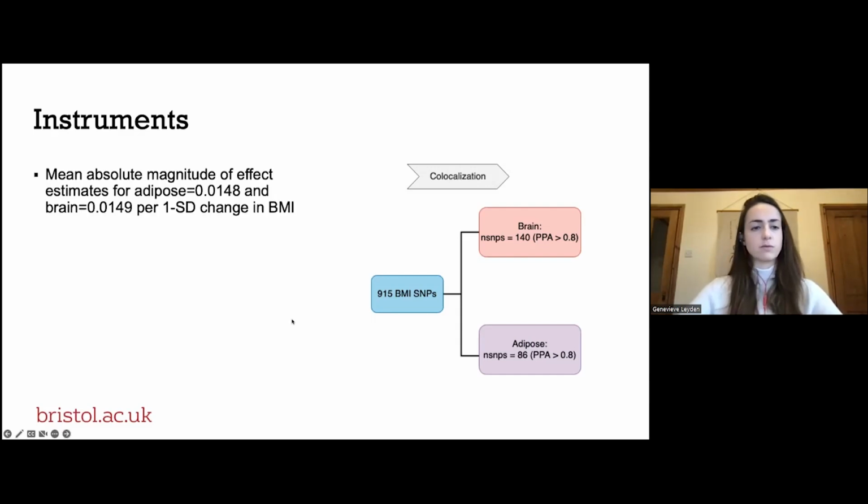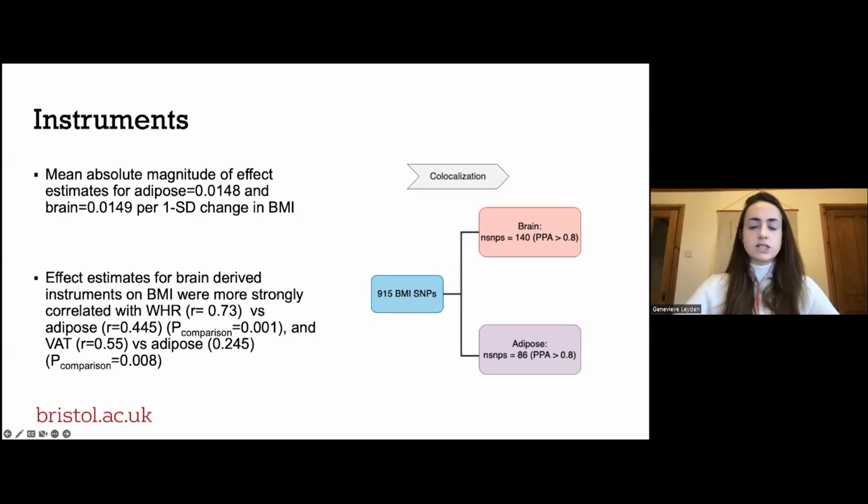A couple of points that are worth mentioning. The effect estimates for each set of instruments on BMI were really similar. This is a good indication that differences that I see later on in the analysis aren't because one tissue is more strongly associated with BMI than the other. We also related each set to additional measures of adiposity. What's interesting here is that the brain instruments more strongly correlate with waist to hip ratio and visceral adipose tissue than the adipose instruments. This is important because it tells us that even at this level, the tissue-partitioned instruments are capturing distinct aspects of biology or phenotypes related to overall body size.